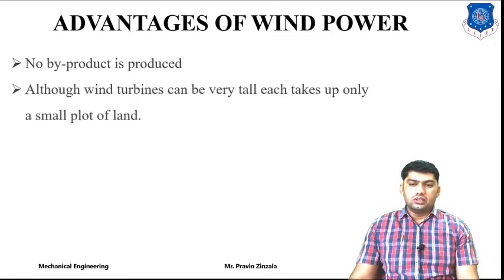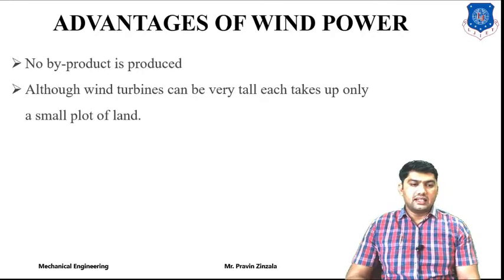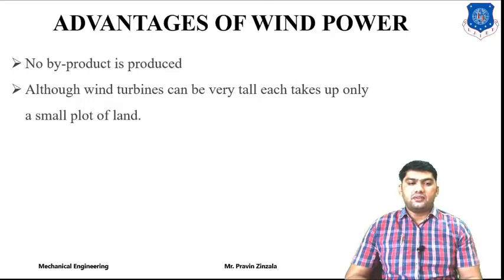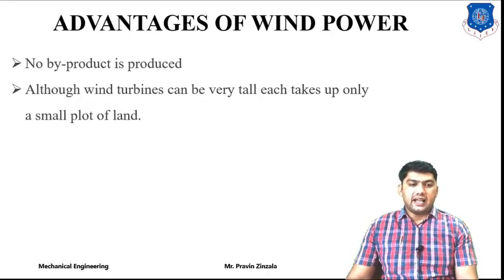Next, although a wind turbine can be very tall, each takes up only a small plot of land. We can say there is minimum land requirement for power generation, because the windmill is installed at a height, so we only require the foundation on the ground surface. The main part is installed at a height, so we can also utilize the land for other purposes such as agriculture or farming.